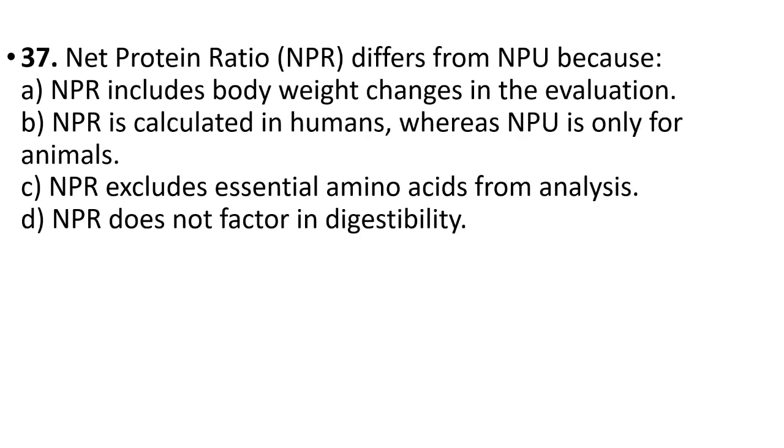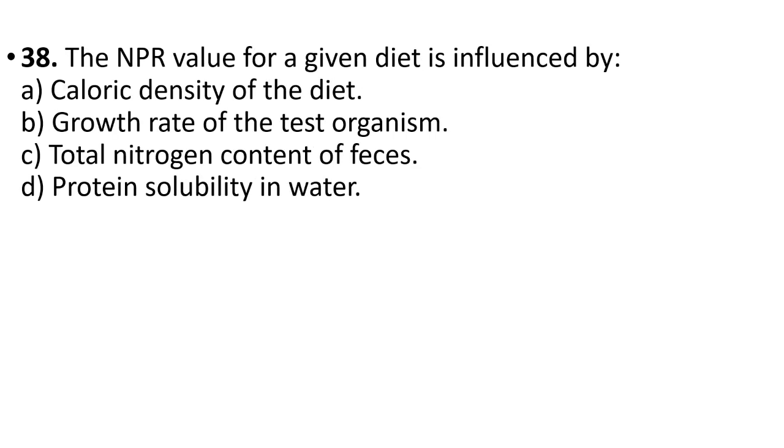37. Net protein ratio differs from NPU because NPR includes body weight changes in the evaluation. NPR is calculated in humans whereas NPU is only for animals. NPR excludes essential amino acids from analysis. NPR does not factor in digestibility. Your answer is option A, NPR includes body weight changes in the evaluation.